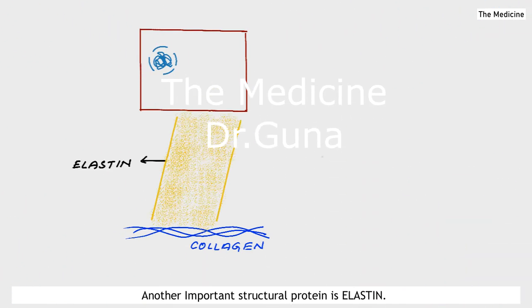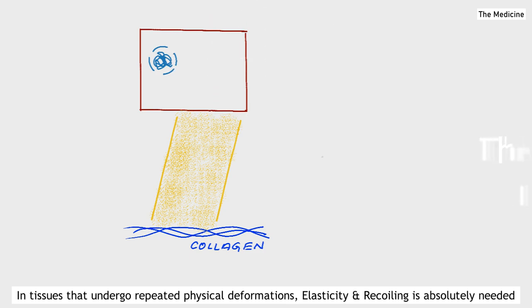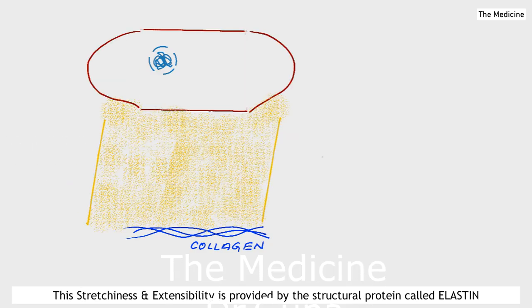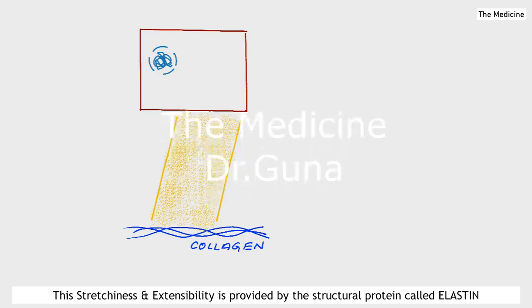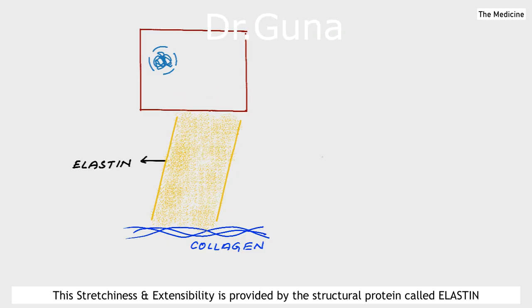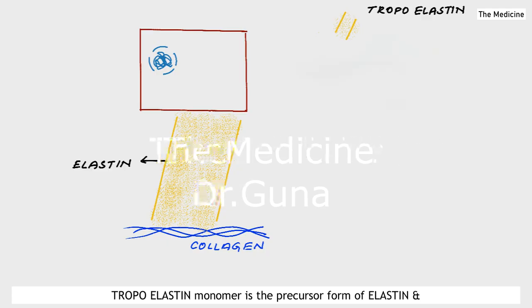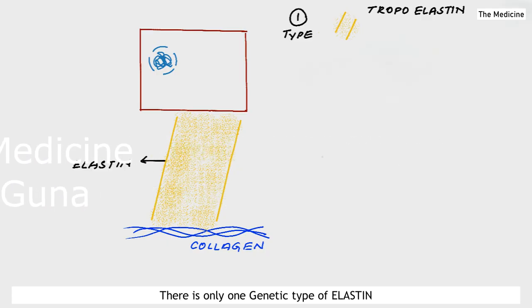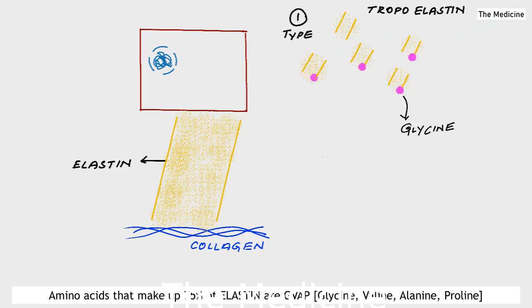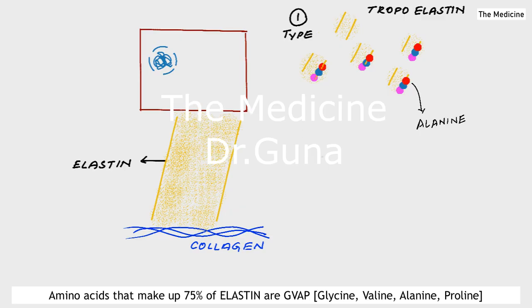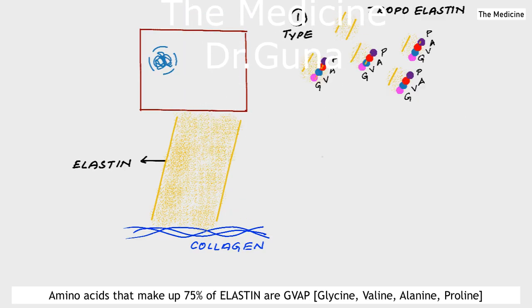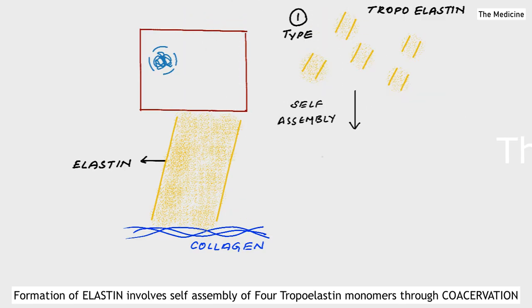Another important structural protein is elastin. In tissues that undergo repeated physical deformations, elasticity and recoiling are needed. The stretchiness and extensibility is provided by the structural protein called elastin. Tropoelastin monomer is the precursor form of elastin and there is only one genetic type of elastin. Amino acids that make up 75% of elastin are glycine, valine, alanine, and proline, the GVAP sequence.